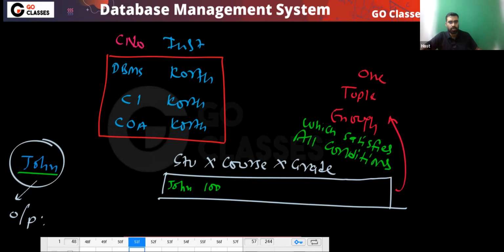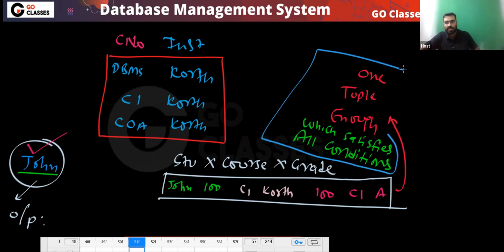This is what I'm saying. So if you want zone in the output, then one tuple is enough in the cross product, where all the conditions are satisfied. Like zone roll number is 100, and this roll number 100 has gotten the grade A in the course C1, where the C1 course is taught by course. So this single tuple is enough. If you have this type of tuple, then zone will be in the output.